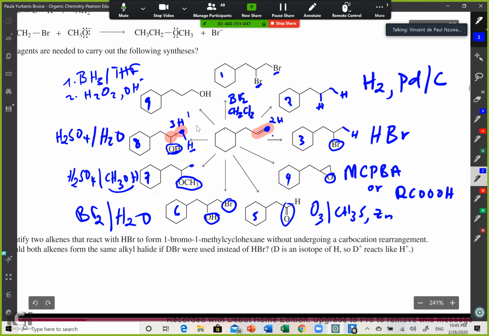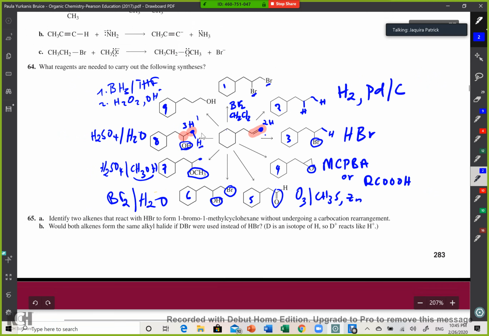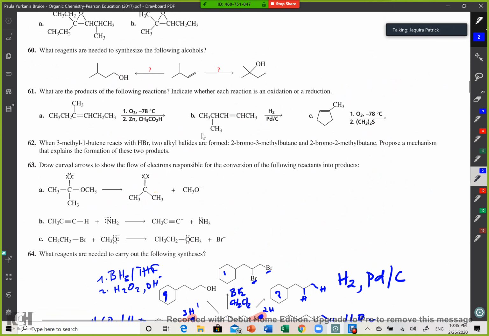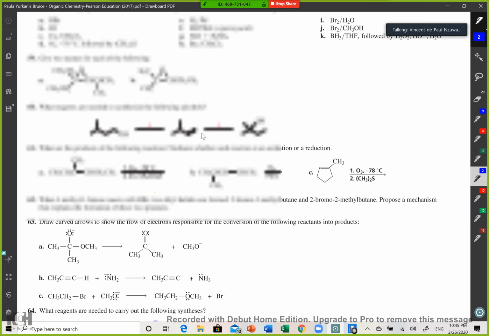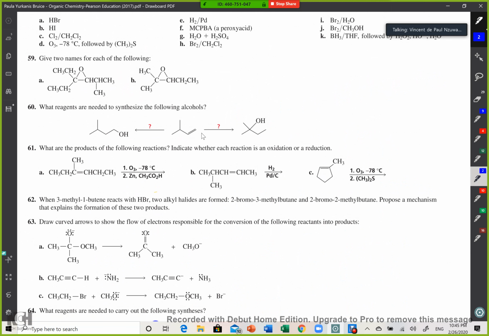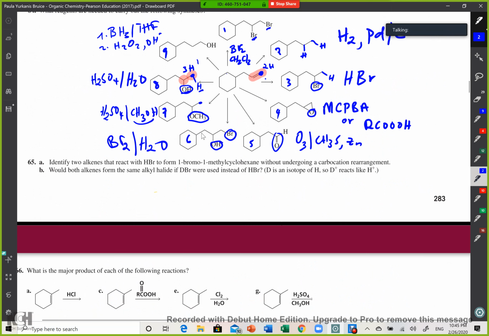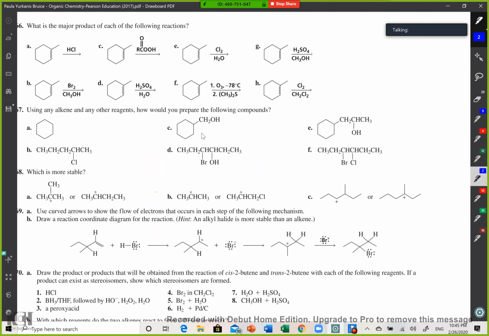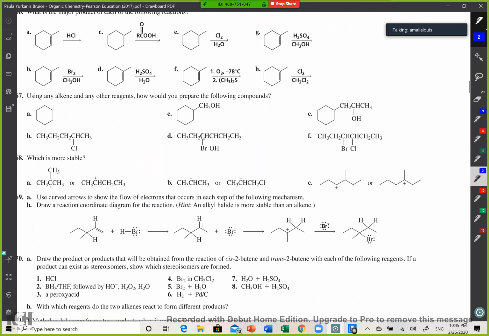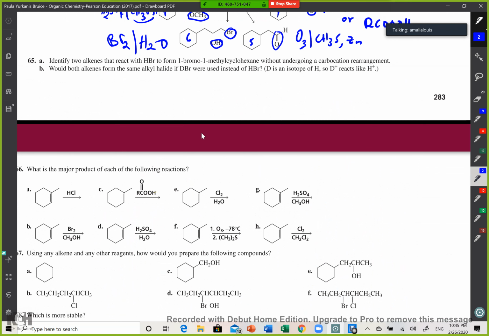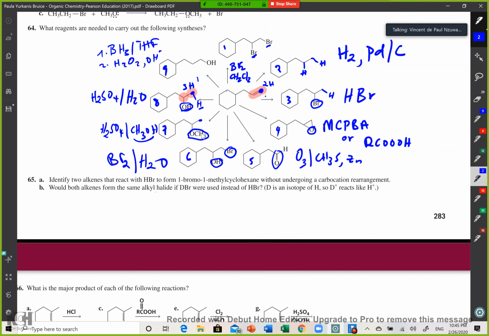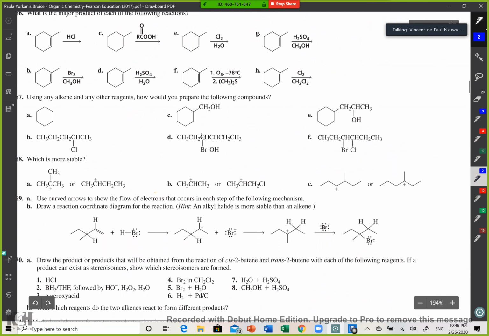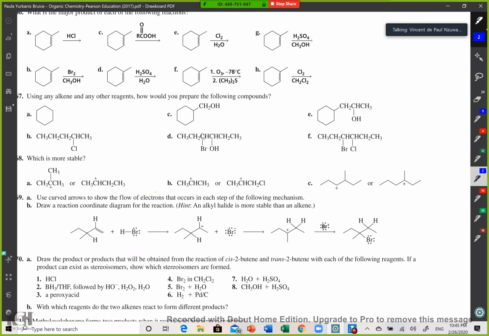Okay, let's see. I have virtually covered a good portion of what is required for you to be ready for the exam. So we have to remember the reagents and the mechanisms for all of those? No, the mechanisms that you need to remember are the acid catalyzed, the HBr mechanism, and then the Br2 mechanism. Those are the three mechanisms.